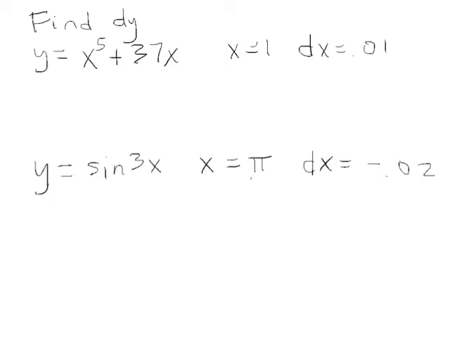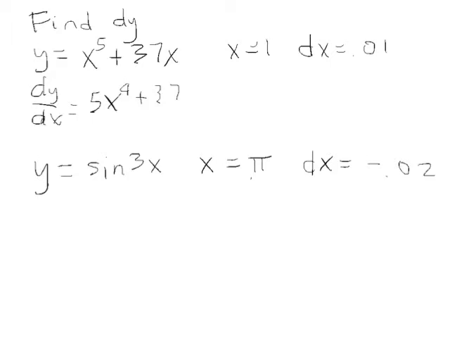Okay, so we want to find dy. This is not hard at all. So dy/dx equals 5x to the fourth plus 37. Oh, by the way, x is 1, dx is 0.01.